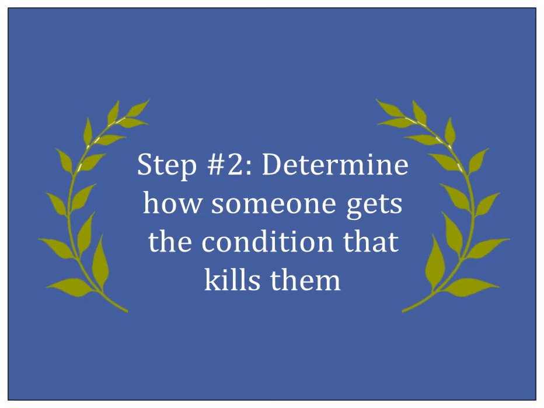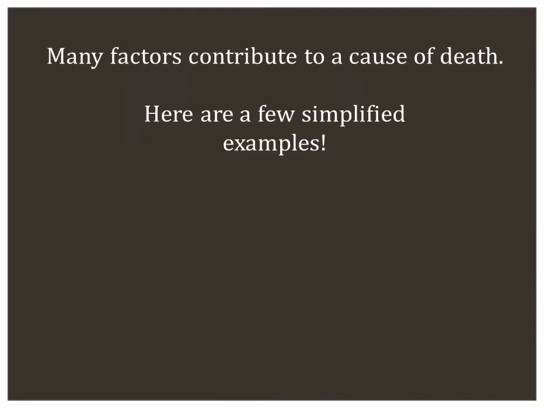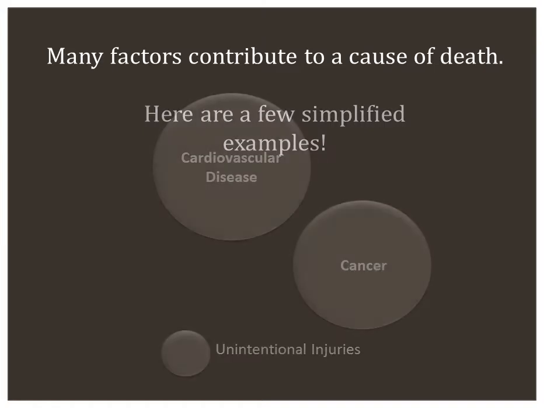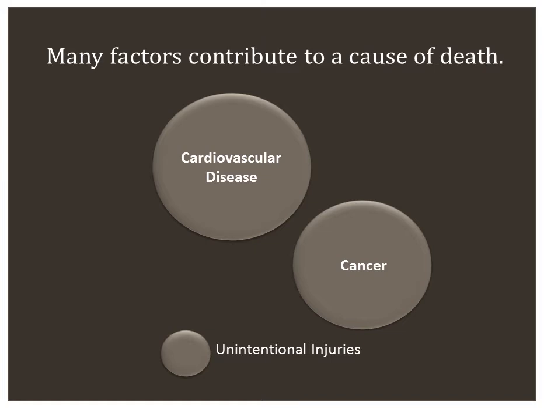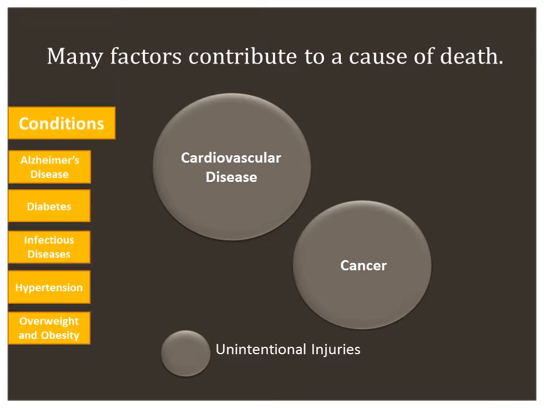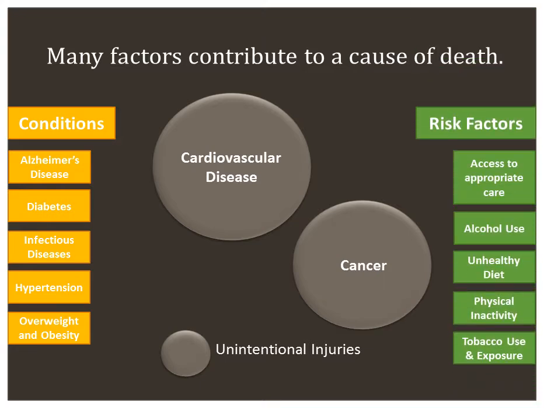The next step is to determine how people get the conditions that kill them. Many factors contribute to cause of death. Here are a few simplified examples. We know that many factors contribute to an individual's health. These impact the development and progression of diseases. Sometimes one disease may lead to another, like the conditions in orange. Sometimes an exposure or behavior will lead to a disease or death.